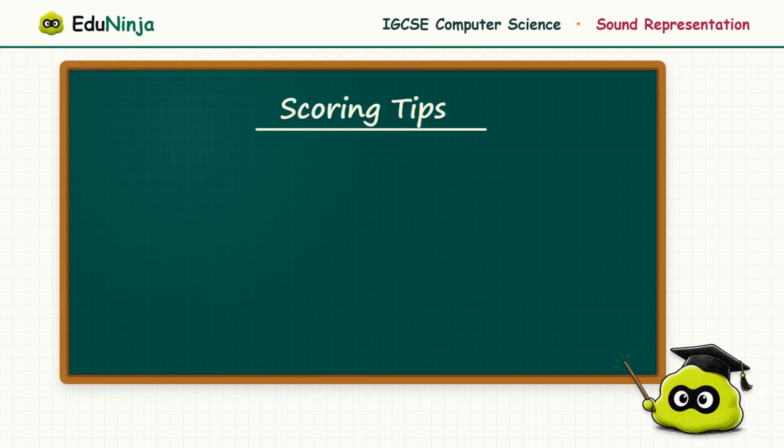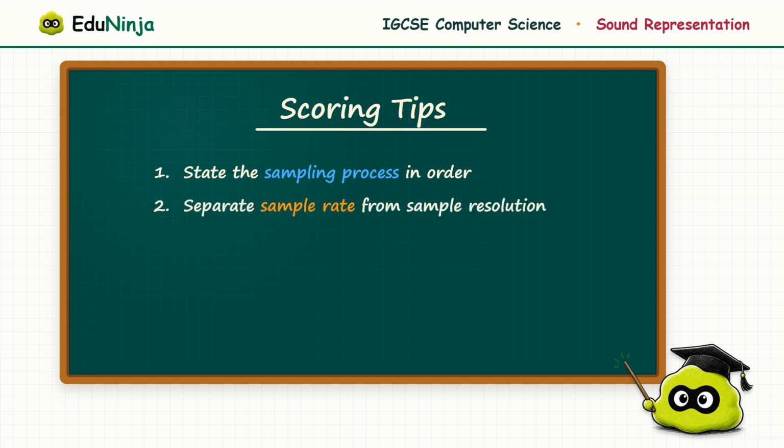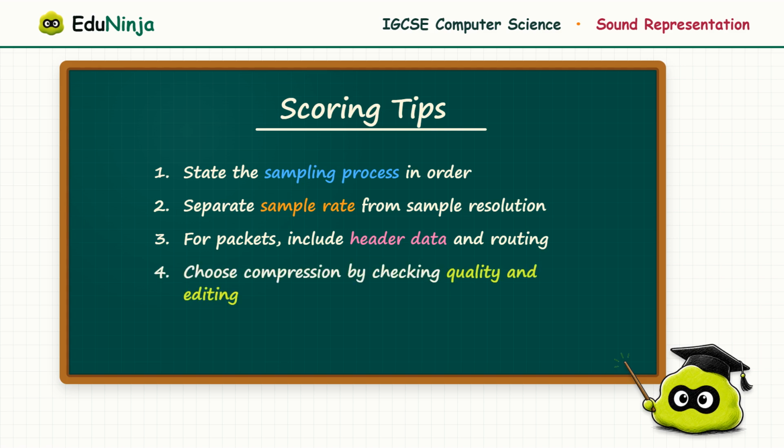Before the final check, use these scoring tips for sound representation. 1. State the sampling process in order from the microphone to binary values. 2. Keep sample rate and sample resolution separate. Rate is samples per second. Resolution is bits per sample. 3. For packet switching, include header data such as the IP address and packet number and explain routing. 4. Choose compression by checking quality and editing. Lossy compression is permanent. Lossless keeps the original information.